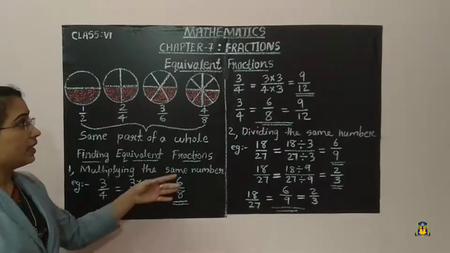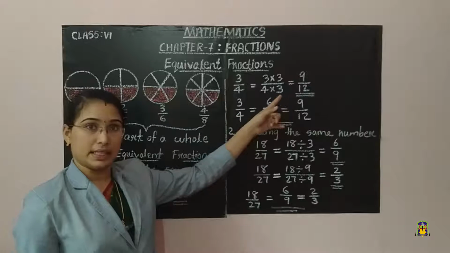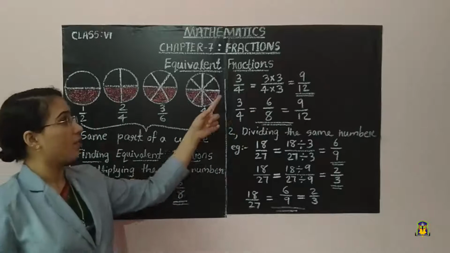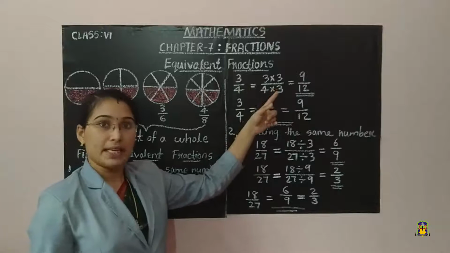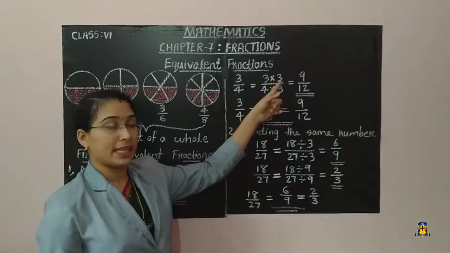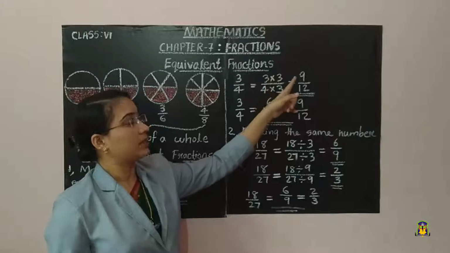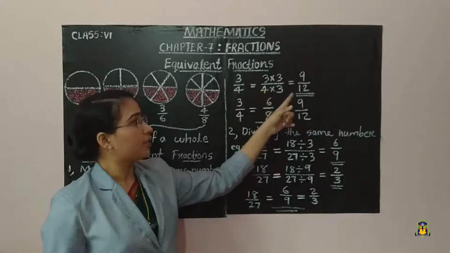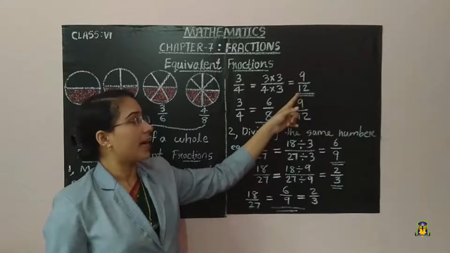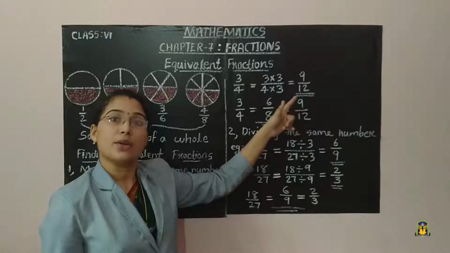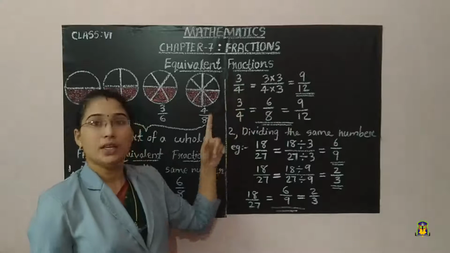Then one more thing. Next I took the number 3. The same fraction 3 by 4, I multiplied it by 3. Numerator into 3 and denominator into 3. Then we get the answer. 3 into 3, 9. 4 into 3, 12. So 9 by 12 is also an equivalent fraction for 3 by 4.